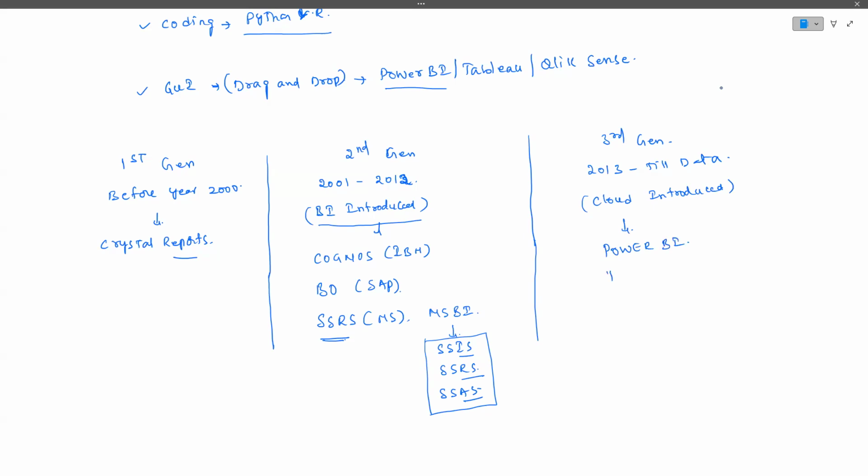And it is nothing but from Tableau. It was acquired by a company called Salesforce. And QlikSense. All these are going to be different types of third generation. These all come under the third generation reporting tools.